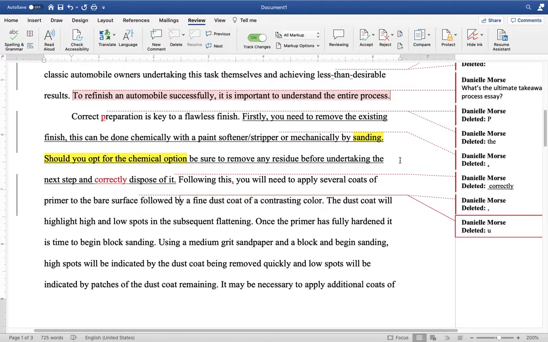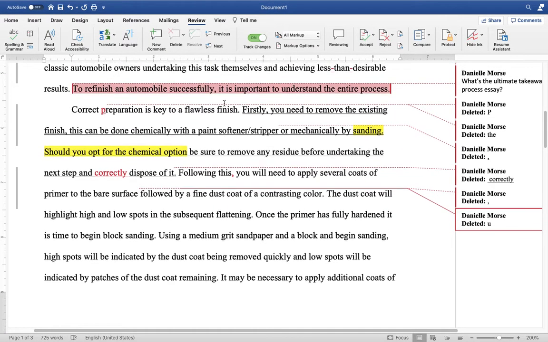Okay, I also want to bring attention to the topic sentence, because remember, the topic sentence of a paragraph is what should constitute all the content of the full paragraph. So right now, everything is just preparation and finish, or just preparation. That's the main idea of that topic sentence. Correct preparation is key to a flawless finish.